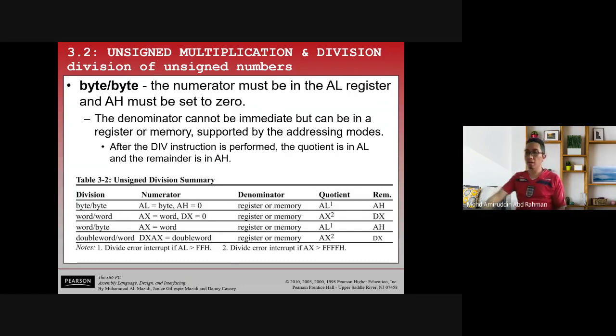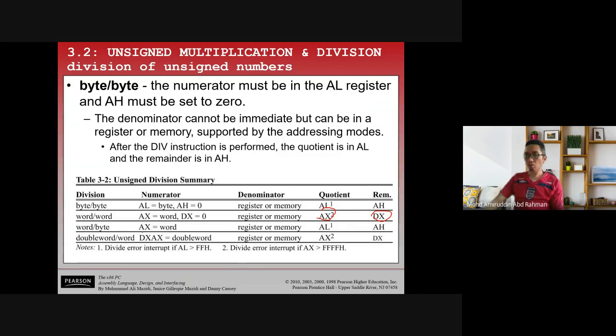So we look over here. When we divide byte over byte, we have AL as byte and we need to set AH at 0. The denominator can be register or memory. The quotient will be in AL and the remainder will be in AH. Word over word: AX must be word and DX is 0. The denominator can be either register or memory. Because word by word is bigger, the quotient is in AX and the remainder in DX.